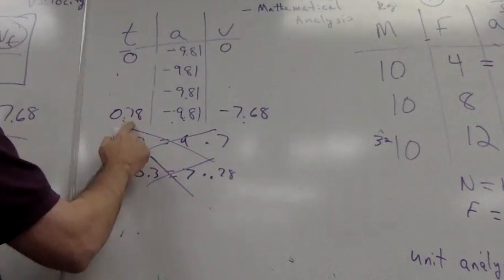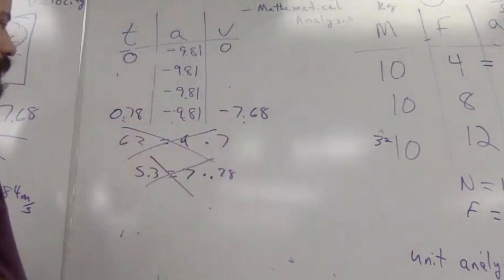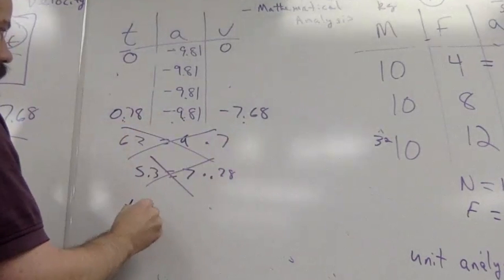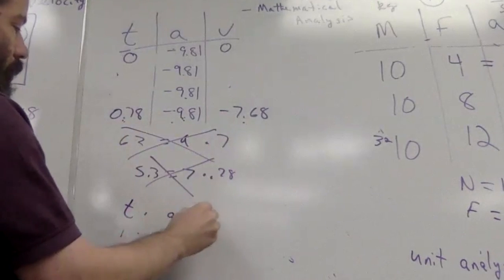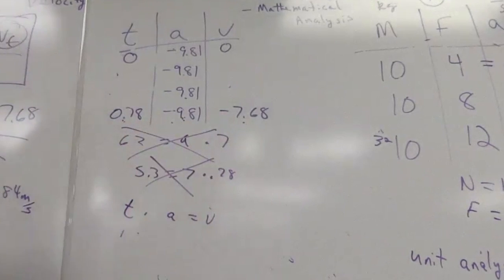So if I multiply this times this, it equals that. And so that's our relationship. Time times acceleration equals velocity. Okay, so that's the easy way.